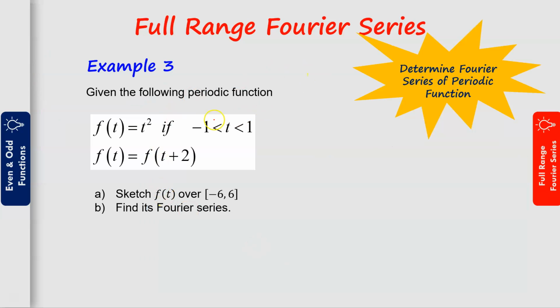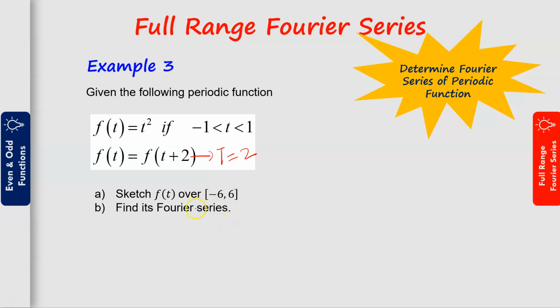Given the following periodic function, we have f(t) equal to t squared, where the domain for t is between -1 and 1, and f(t) equal to f(t plus 2), meaning that the period of this function is equal to 2. Then class, we have two questions. The first question asks us to sketch f(t) over -6 and 6. And the second question, you need to find the Fourier series.